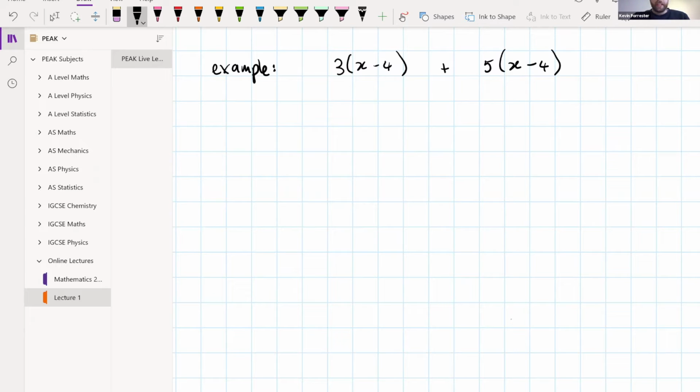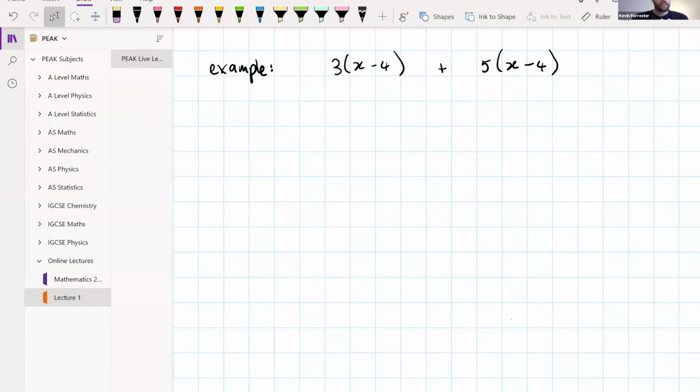Right, so this is a slightly more complicated example of expansion, but generally when you're expanding, what you need to do is a process of expansion and simplification. So let's expand this one together. Firstly, we have this implicit multiplication. So we're multiplying the 3 into these two terms and the 5 into these two terms. So we do the expansion step. So we get 3x, and 3 times minus 4 gives us minus 12.